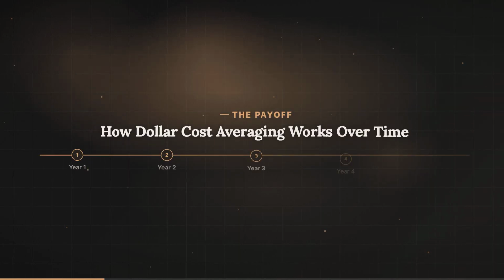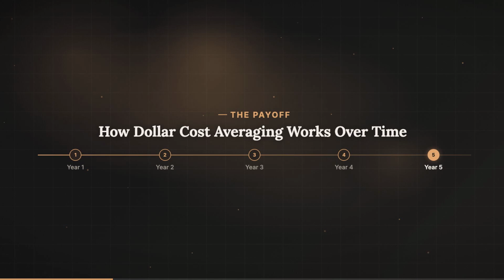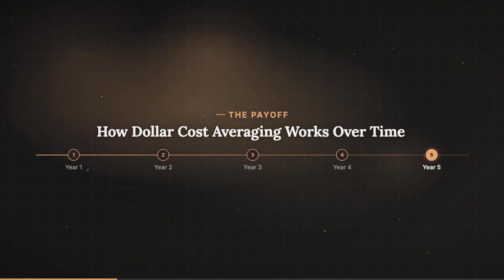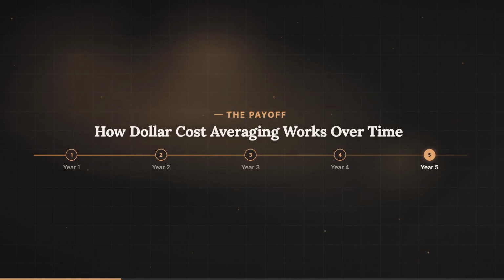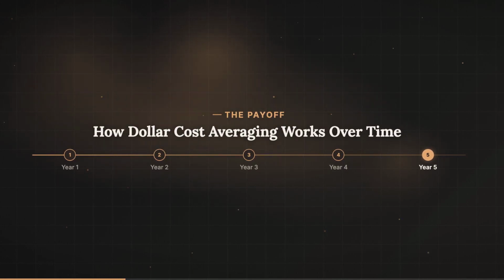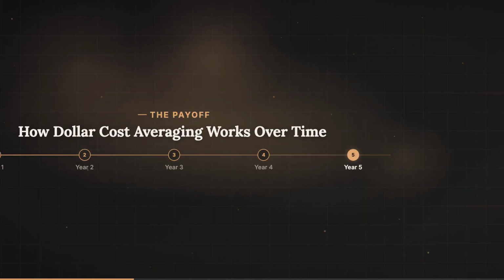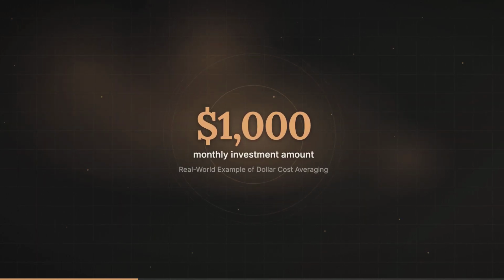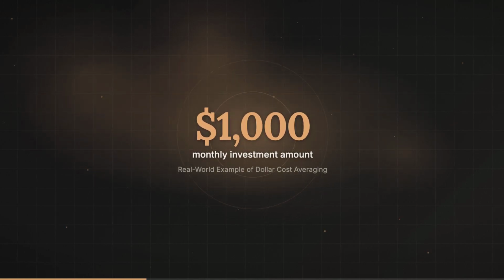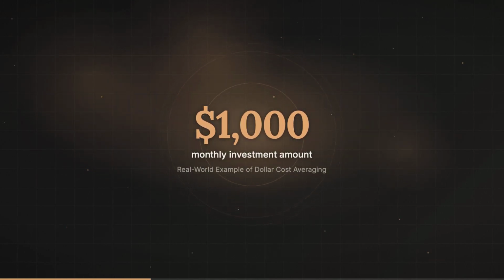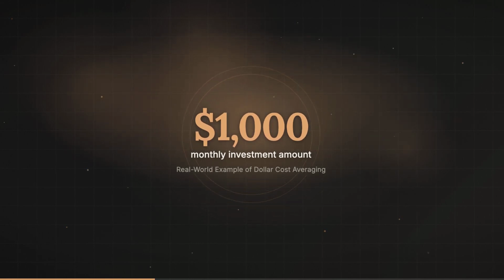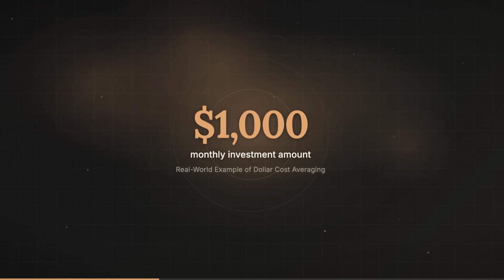Let's see how dollar cost averaging works over time. If you invest $1,000 each year for 5 years, the average cost per share decreases as prices fluctuate. In 2018, the S&P 500 index was down. By continuing to invest $1,000 monthly, you would have bought more shares than if you had invested a lump sum in 2018.